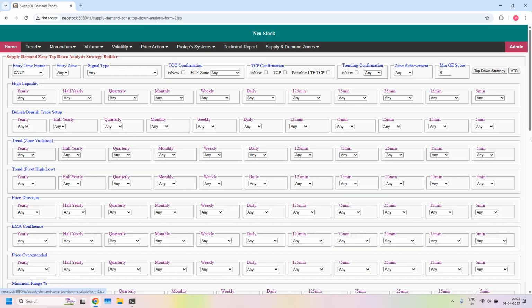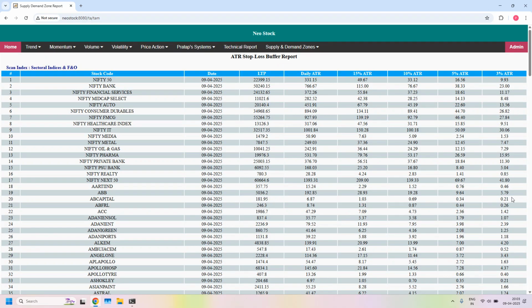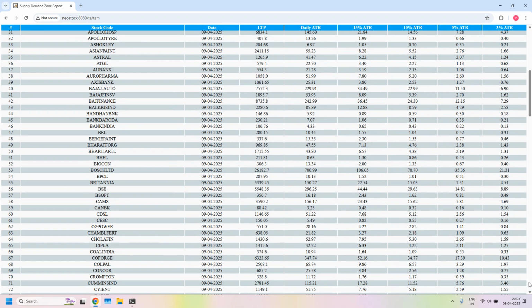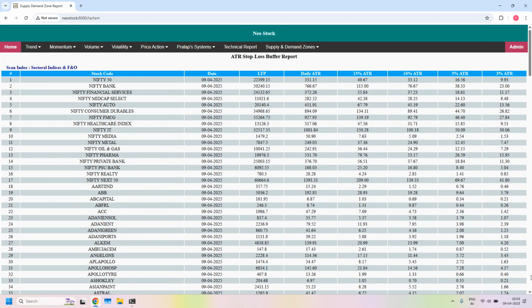In the final report, let us generate stop buffers based on daily ATR. The first 17 in this list are indices, and the remaining are all equity stocks. Let us filter the stocks. Scrolling the list down, any stock you want to refer to, pause the video. Let me scroll.